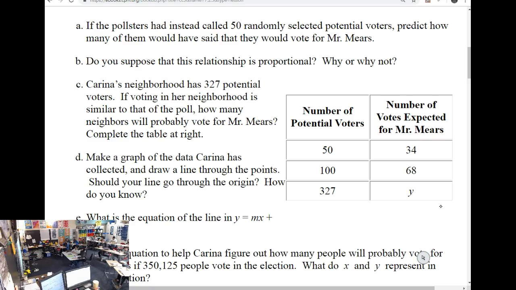What do you think would be most effective? If there were 350,125 people voting, how many vote for Mr. Mears?